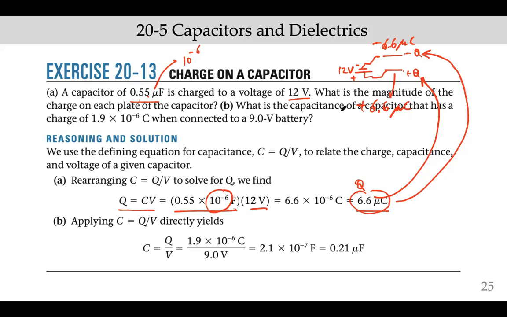Now in part B, what is the capacitance of the capacitor that has a charge? So here now Q is given and the voltage is given. Again, we use the same formula, except now we have to solve for the capacitance. So it'll be Q divided by V. So plug in the numbers. Q is given in this part B. The voltage is 9 volts. Do the division, and you will find the capacitance in this case is 0.21 microfarad. So the unit of capacitance is farad.